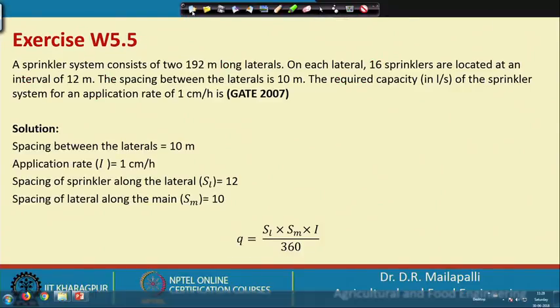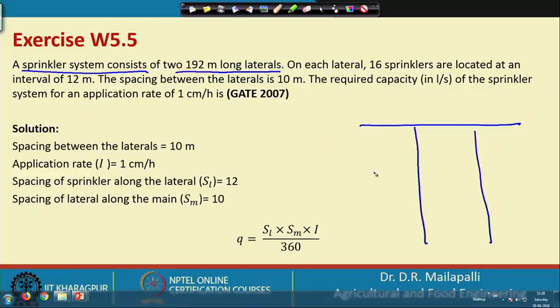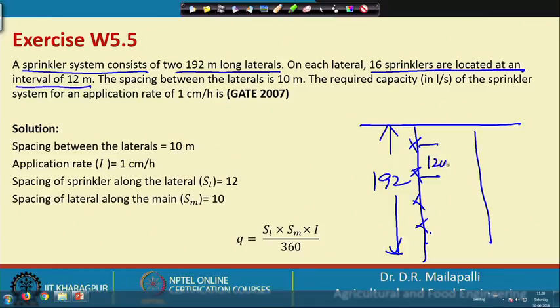Okay, so now exercise number 5. In this, a sprinkler system consists of two 192 meter long laterals. So, there are two laterals here. The lateral length is 192 meter, and on each lateral 16 sprinklers are located at an interval of 12 meter. So, there are 16 sprinklers located at 12 meter interval, and the distance between the laterals is 10 meter.